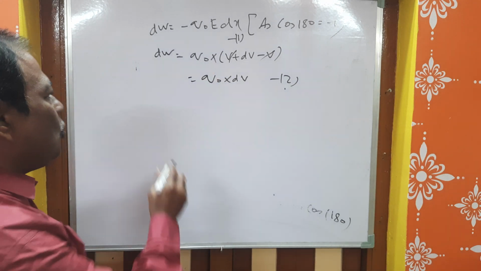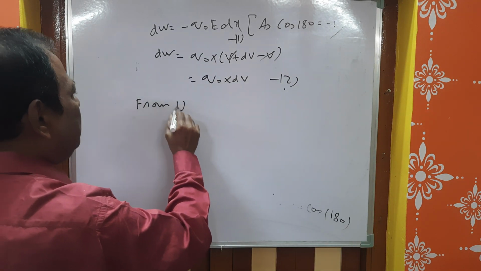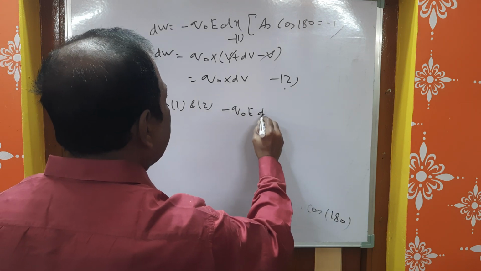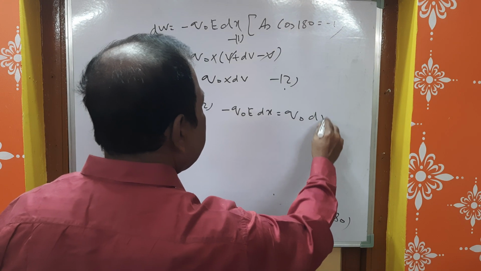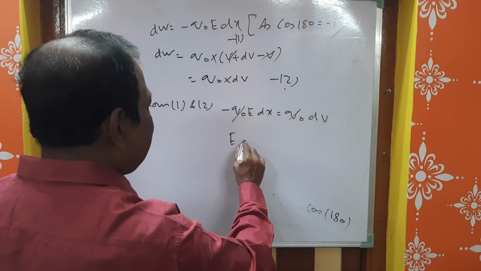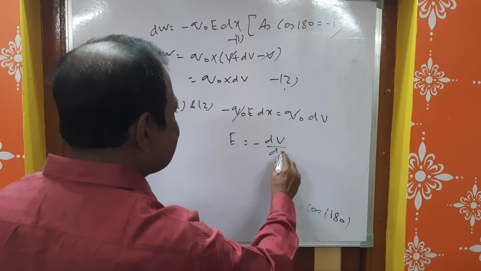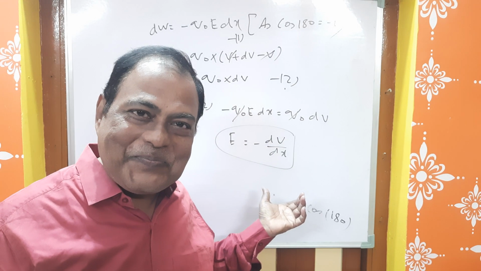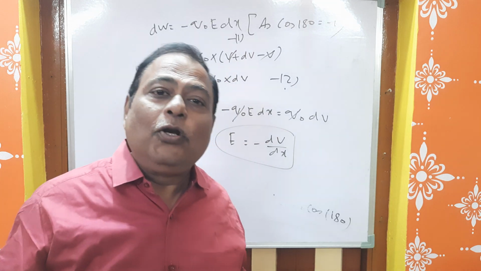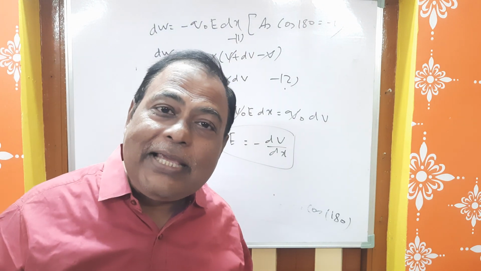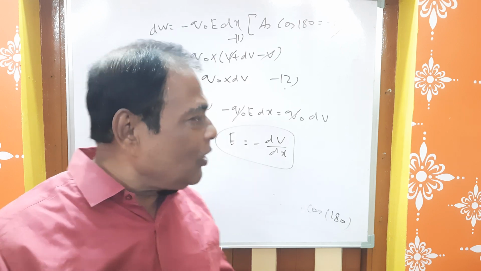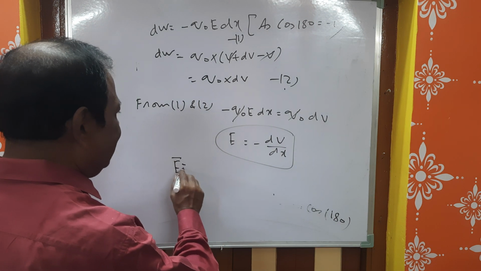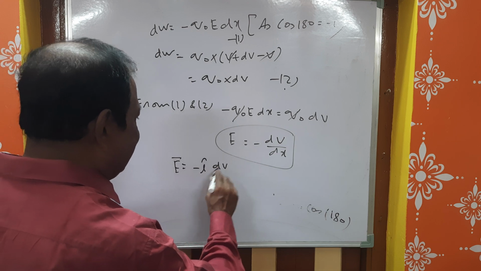So from 1 and 2, I can write minus Q0 E dx is equal to Q0 dV. Q0 cancels out. So E is equal to minus dV by dx. This formula is very interesting formula, very important formula. E is equal to minus dV by dx. Note one thing, intensity is a vector quantity, but potential is a scalar quantity. So now, if we consider vector relationship, then I write E vector is equal to minus i cap dV by dx.